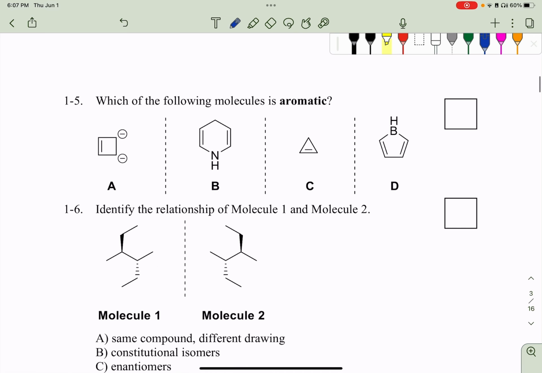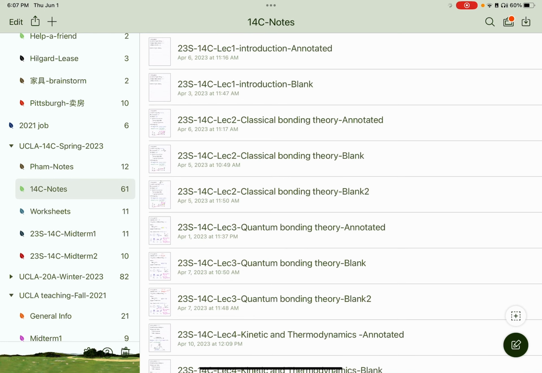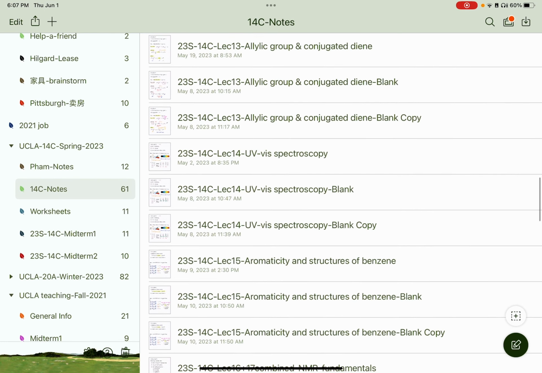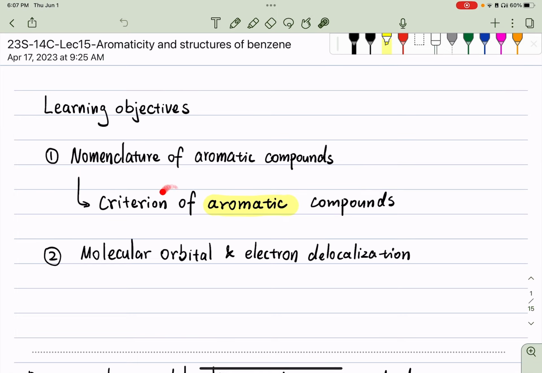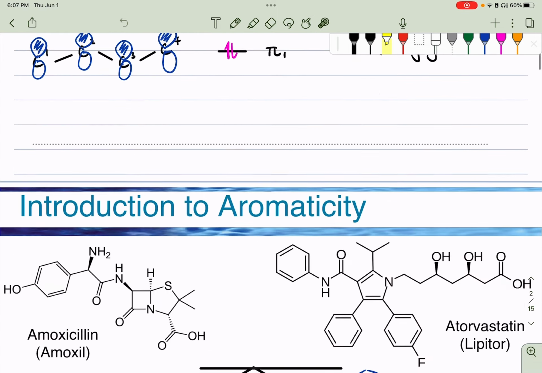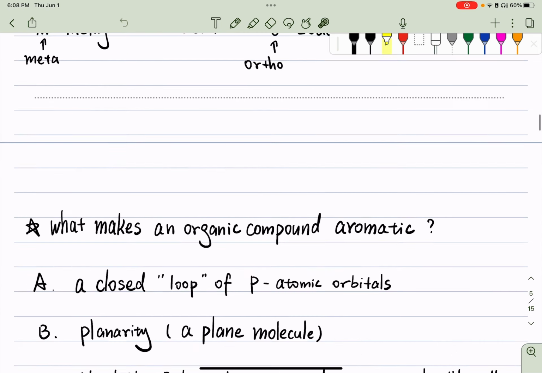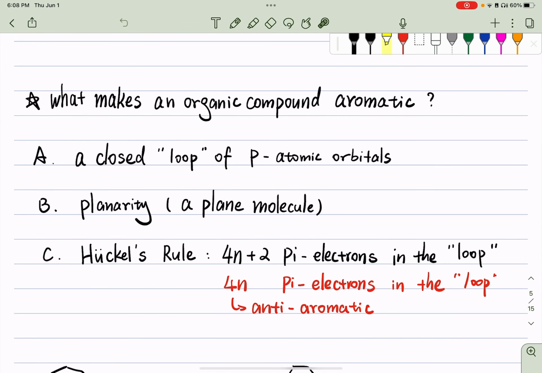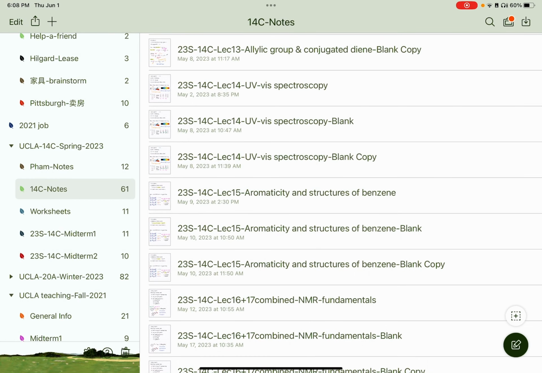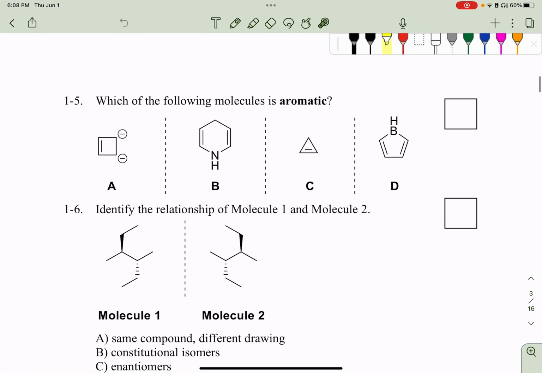Okay, 1 to 5. Which of the following molecules is aromatic? Aromaticity, let's see. Here we go. What are the criteria of aromatic compounds? When we're talking about criteria of aromatic compounds, we have 3 rules, right? You want a closed loop of p atomic orbitals. You want it to be a planar molecule, and you want it to follow Hückel's rule, or 4n plus 2 pi electrons.